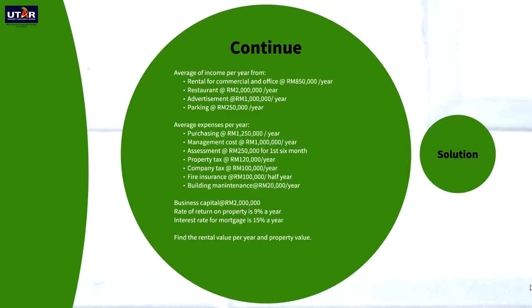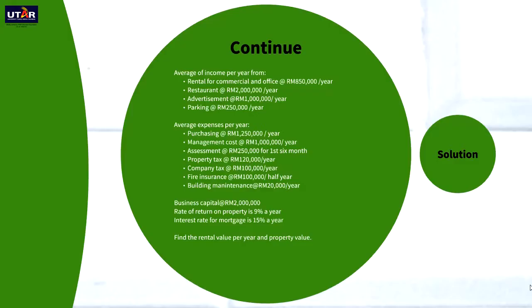1,250,000. The management cost is 1 million per year, assessment is 250,000 for the first 6 months, property tax is 120,000 per year, company tax is 100,000 per year, fire insurance is 100,000 for the first 6 months, and building maintenance is 20,000 per year. Business capital involved for this hotel is 2 million. The rate of return on the property is 9% per year and the interest rate for mortgage is 15% per year. Find the rental value per year and property value.